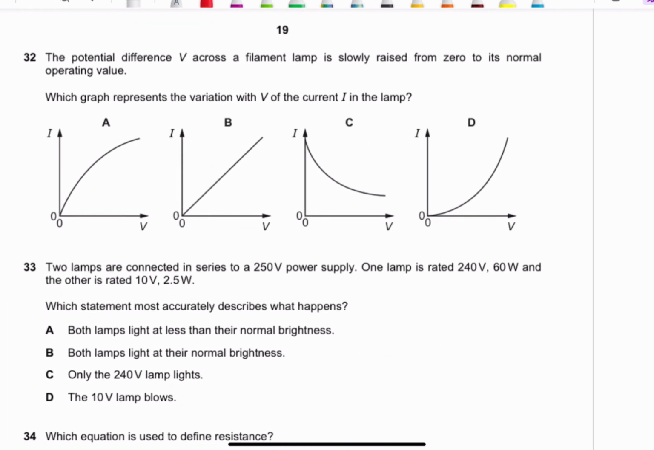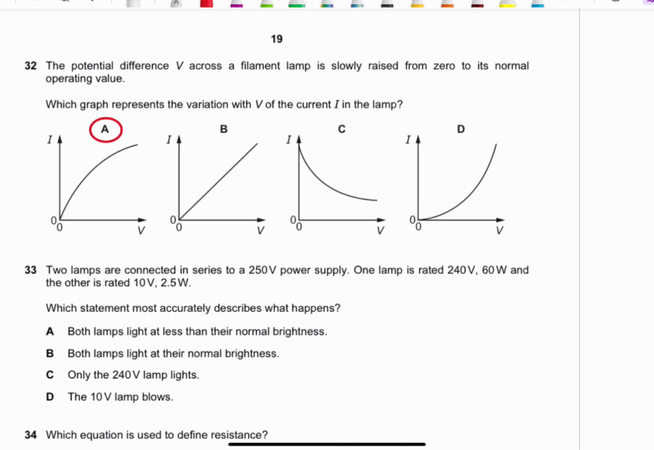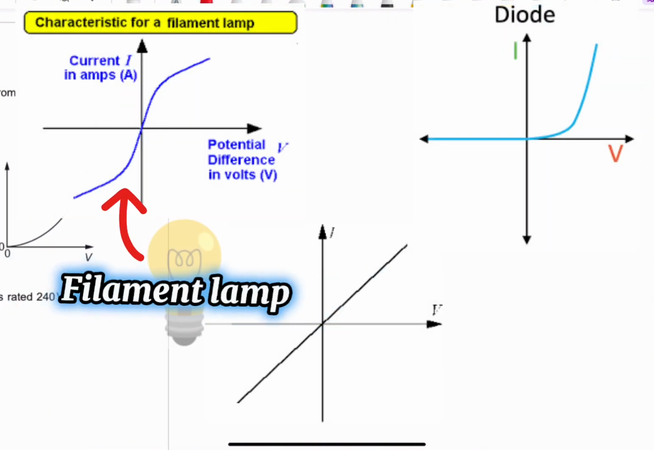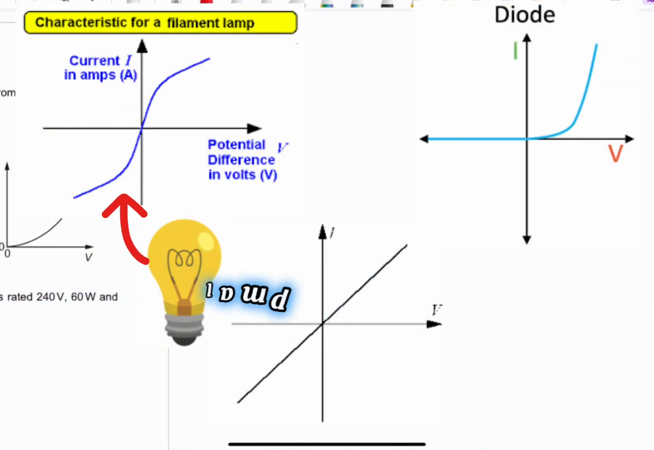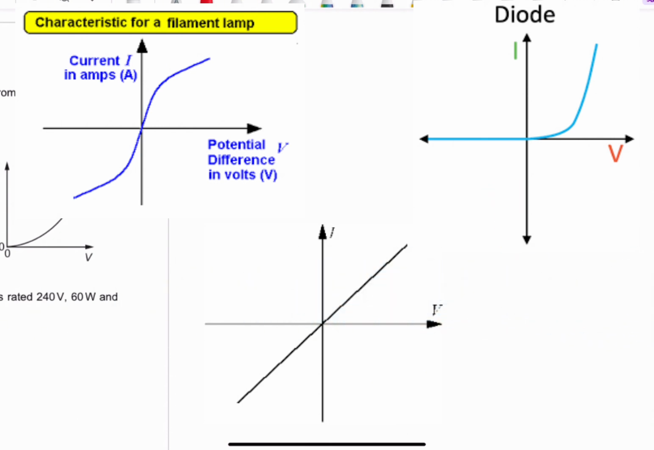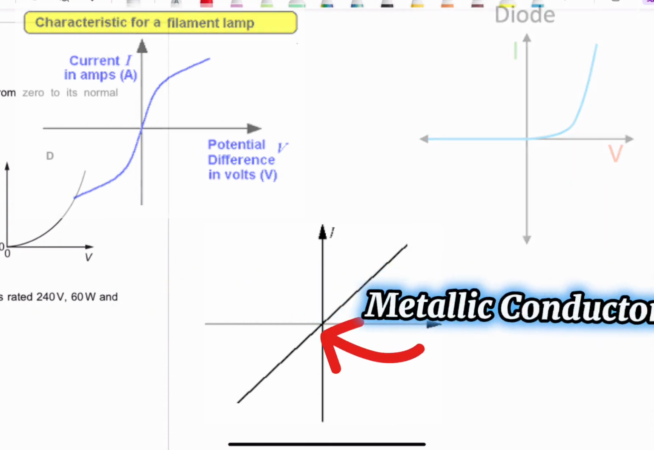Which graph represents the variation of an I-V graph of a filament lamp? Basically, it's going to be A. And as you can see over there, I've given you the graphs for all of these: the filament lamp in our syllabus, semiconductor diode, and metallic conductor. I'd highly recommend that you memorize this and you know how they work.